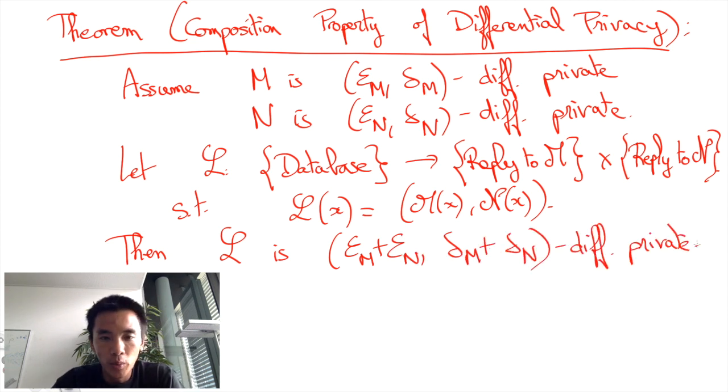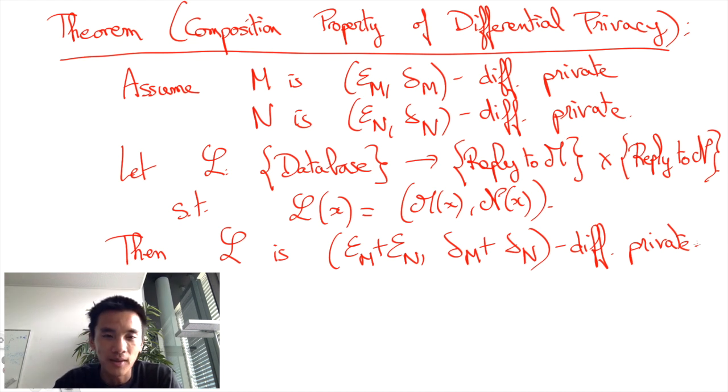In other words, when we extract information from a private database using differentially private mechanisms, then the losses of privacy, measured in terms of epsilons and deltas, add up. This very appealing property is one of the key selling points of differential privacy.